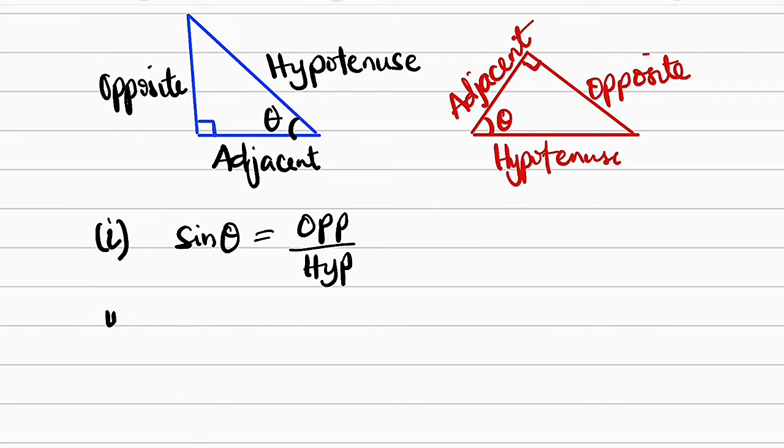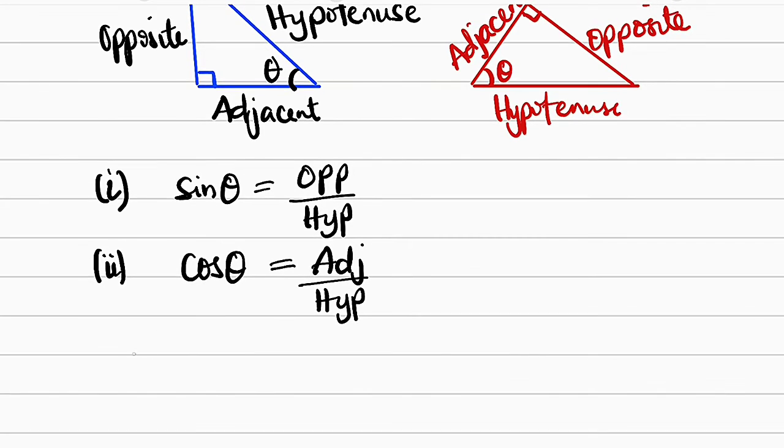Number 2, if you are looking for the cosine, cos is the short form of cosine, cosine of theta is equal to the adjacent side, let me call it ADJ, divided by the hypotenuse. And lastly, the first 3, the tangent, that is tan of theta in short form, is equal to the opposite side divided by the adjacent side.